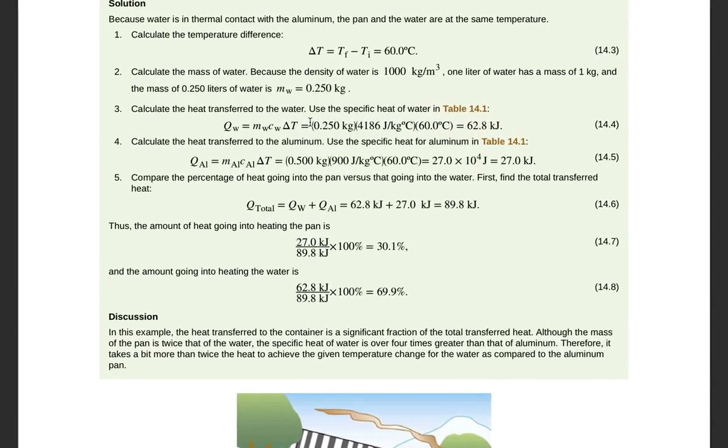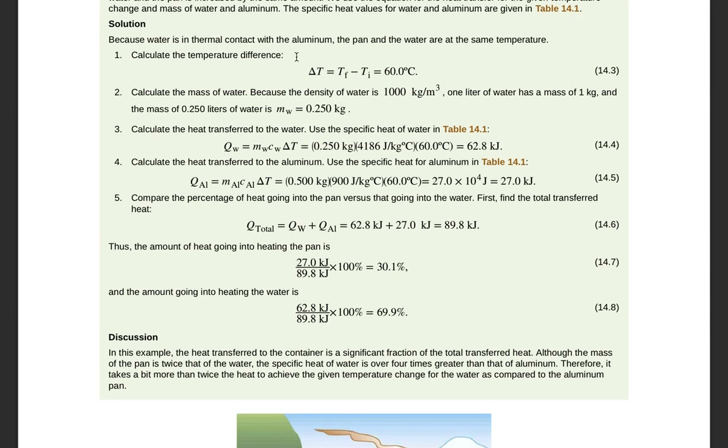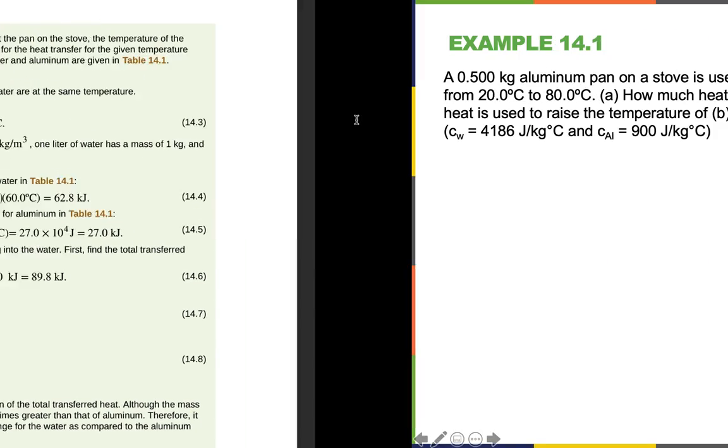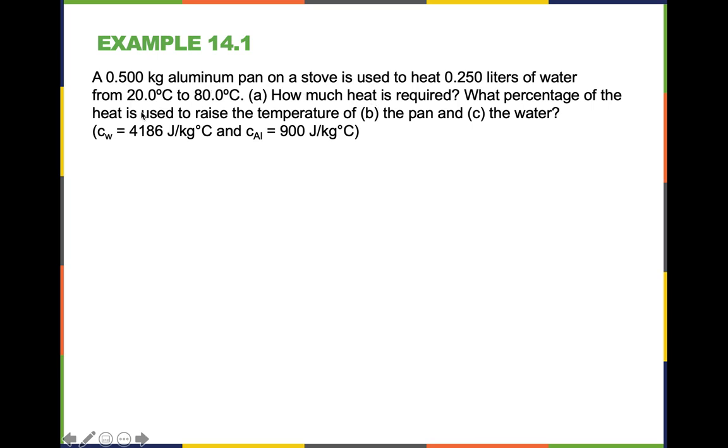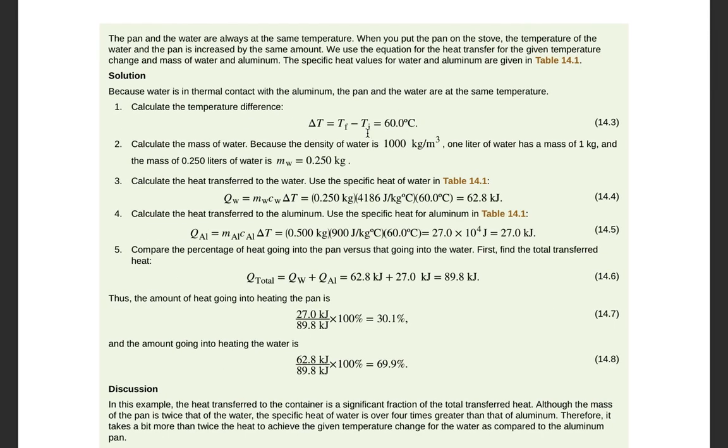Okay, so first we need to figure out the temperature difference. So we have our 80 final, 20 initial. That gives us a change of 60 degrees Celsius. We must calculate the mass of the water. We know the density of water is 1,000 kilograms per meter cubed. 1 liter of water has a mass of 1 kilogram, so 0.25 liters of water would be 0.25 kilograms. So we're able to just get that from that density.